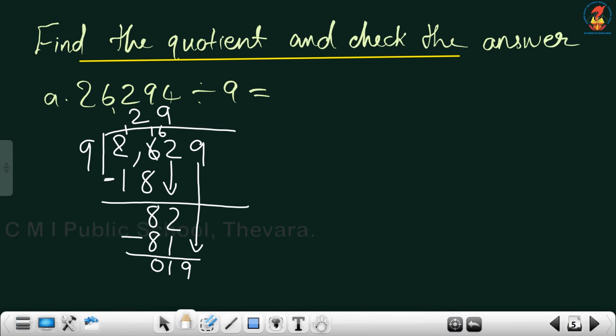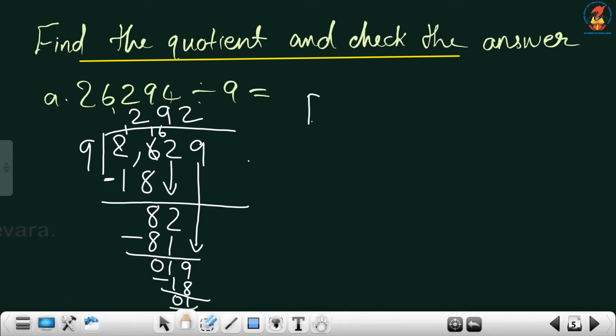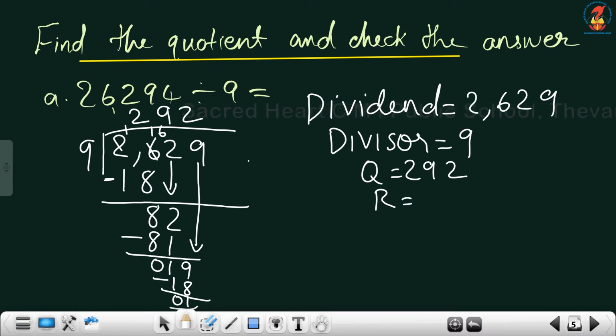And 9 into which number equals 19? 9 2s are 18. 0, 1. Here the dividend is 2629 and the divisor is 9. The quotient is 292 and the remainder is 1.